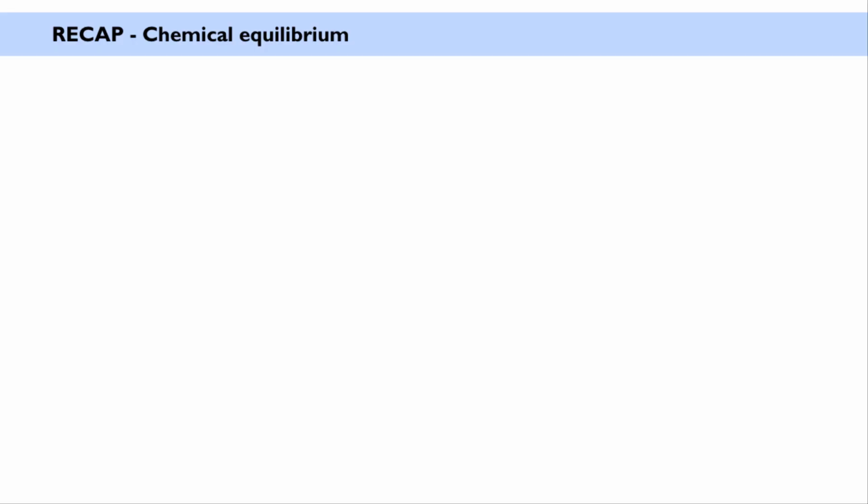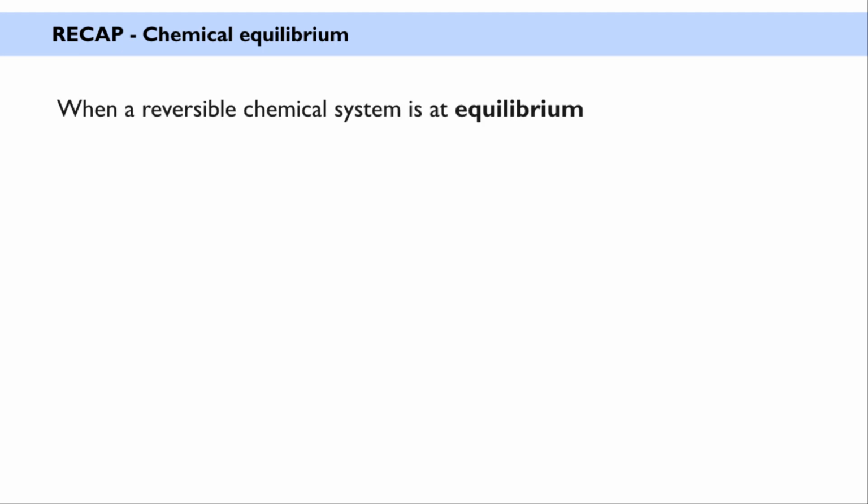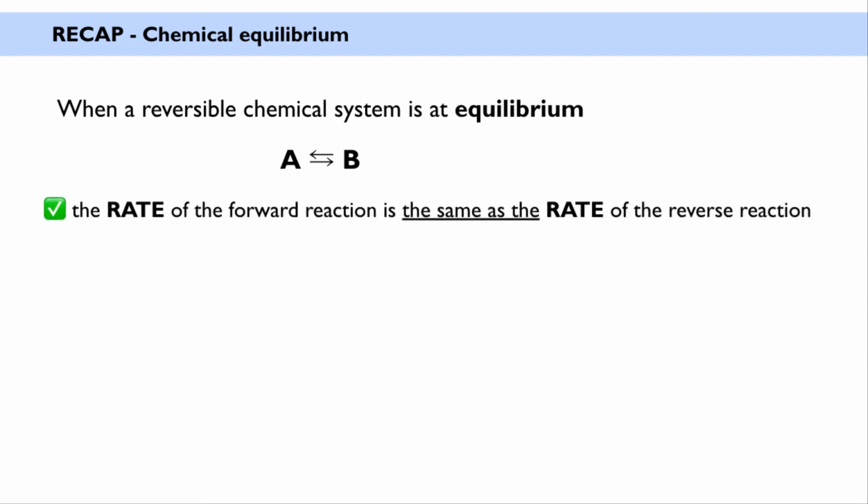Let's quickly recap some of the terms that we've used to talk about equilibrium. When a reversible chemical system is at equilibrium, what we are saying, if we have reactants A becoming products B, that double arrow means the forward and the reverse reaction are both occurring at the same rate. That reaction is said to be at equilibrium. That chemical system is at equilibrium. The rate of the forward reaction is the same as the rate of the reverse reaction. Systems need to be closed for equilibrium to be established.